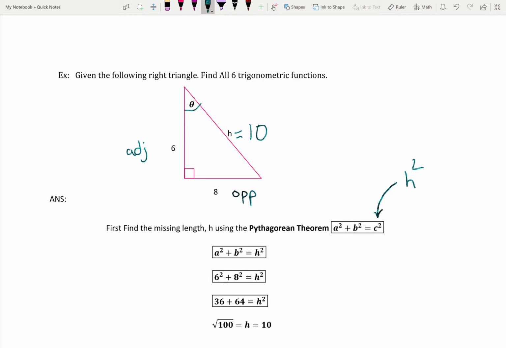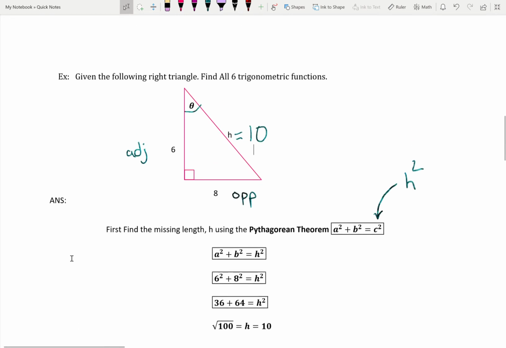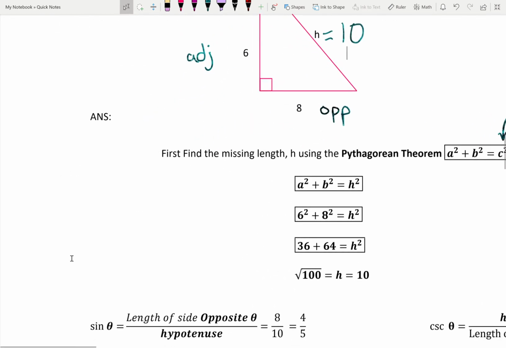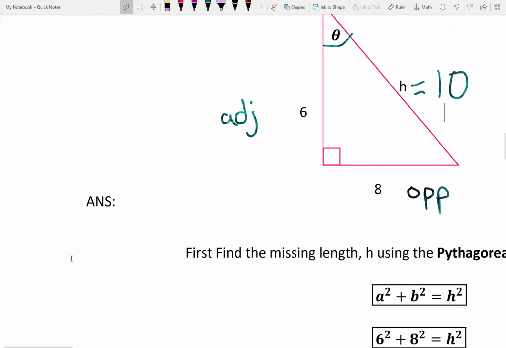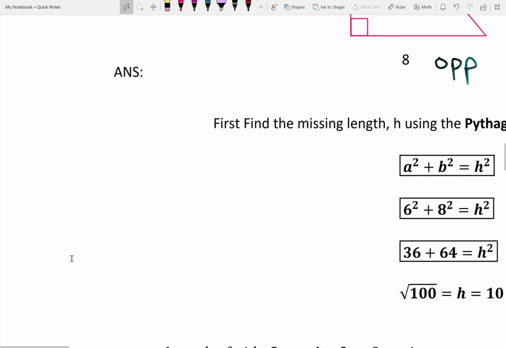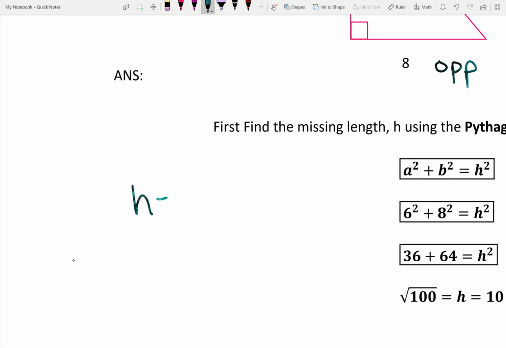Not bad. So if you forgot your Pythagorean theorem, I highly recommend going back, looking up different YouTube videos or going back into your textbook and reviewing it, because we're not going to spend too much time on that in this class, but it's something you must know. Okay, so let's go through each of these trig functions and let's figure out what they're equal to. Okay, so let me just write over here. So h is 10.